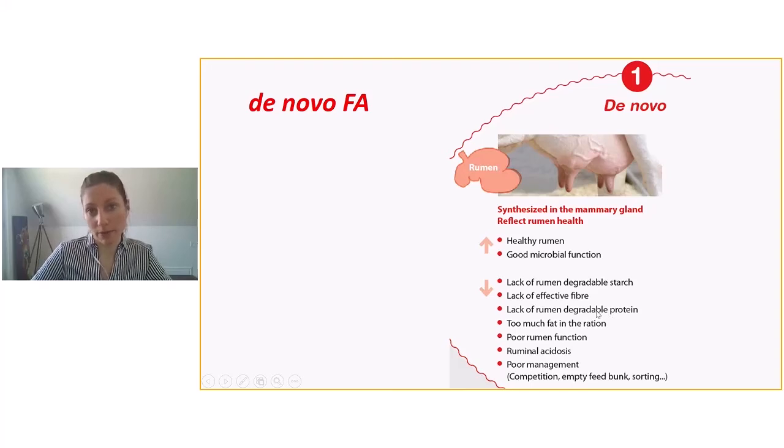Remember that the rumen bugs use starch and protein as feed in order to produce fatty acids that can then be moved to the mammary gland to produce de novo fats. So if we are not feeding the rumen bugs accordingly, we will not optimize the output of de novo. That's why we link it to the amount of starch and protein. We also want to look at effective fiber, making sure that the cow is always filled and that she has something to ruminate. If there's too much fat in the ration, it can reduce de novo production. It can also be linked to poor rumen function, ruminal acidosis, and poor management. So if there's competition, feed sorting going on at the bunk, or an empty feed bunk, those will all contribute to lower de novo production.